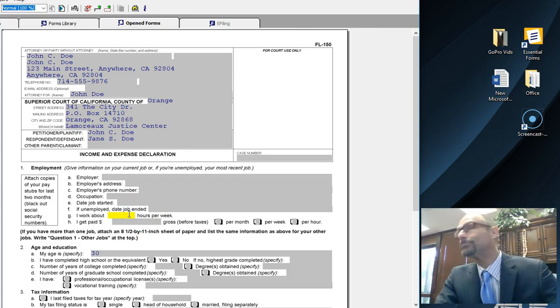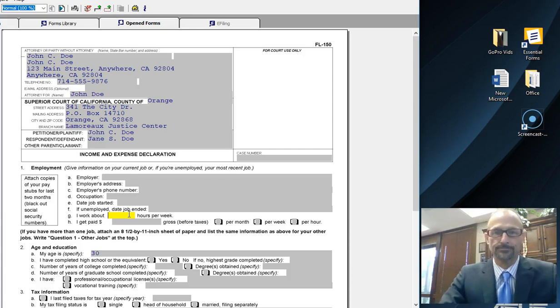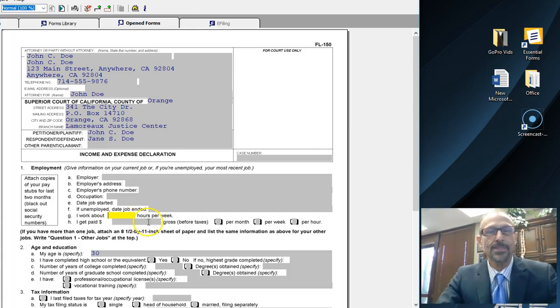I work about blank hours per week. So if you work 20 hours a week, put 20. If you work 40, put 40. If you are an attorney and you are working for a firm and you're working 70 hours a week, you may want to consider not writing 70 because then you could be held to the standard of actually working 70. So just keep that in mind when you're filling that out. I'm not asking you to lie. I'm not telling you to lie. In fact, I'm never going to say that. But you might not want to be saying that you're comfortable working 70 hours a week is all I'm getting at.